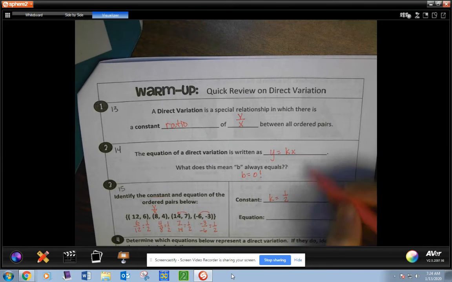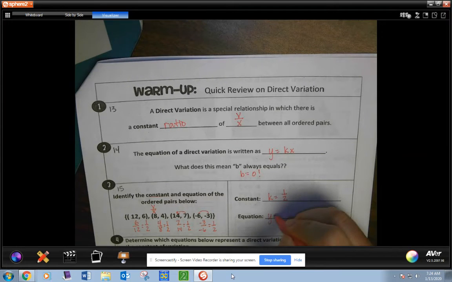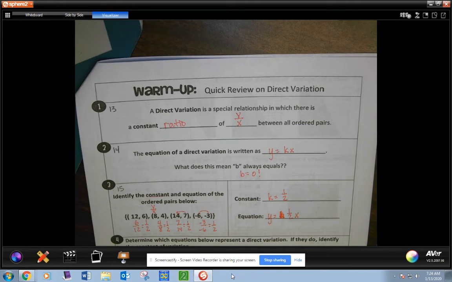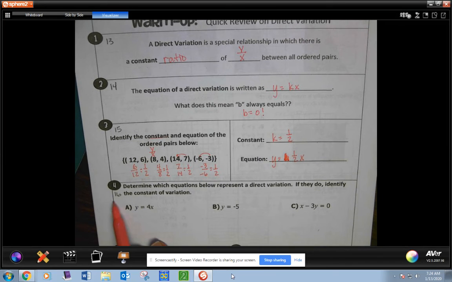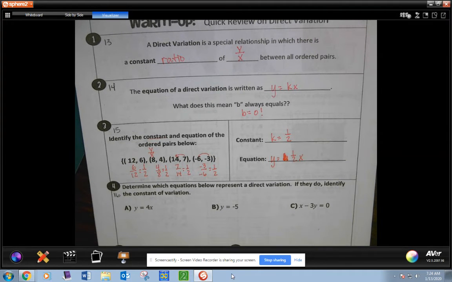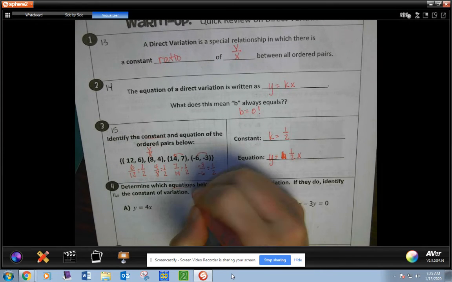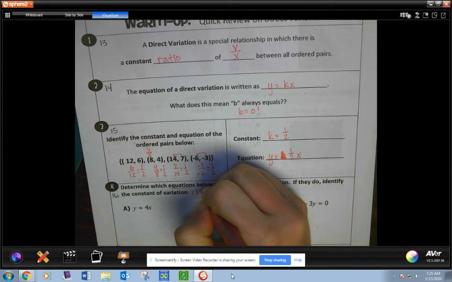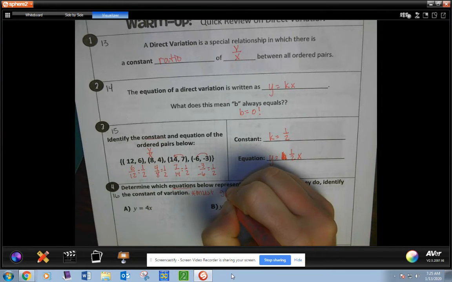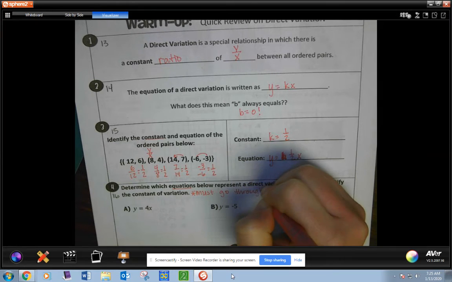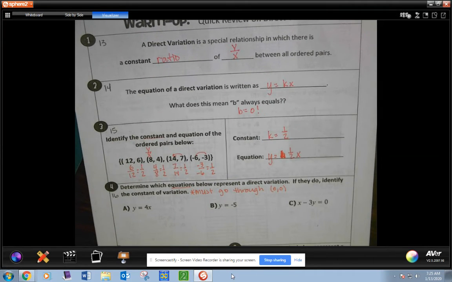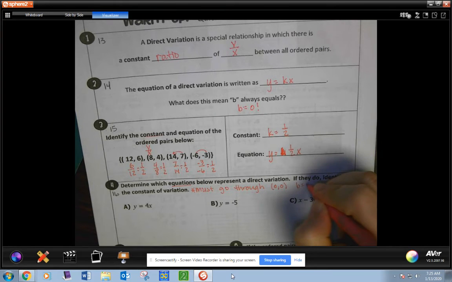So now to get your equation, you just plug this into the equation up here, and we have y equals, oh, not k, I'm sorry, 1/2 x. We're plugging in k. Okay, for number 16, which is their number 4, determine which equations below represent direct variation, and if they do, identify the constant of variation. Okay, so first thing, remember, in order for an equation to be direct variation, it must go through 0, 0, the origin. So that means b must equal 0.